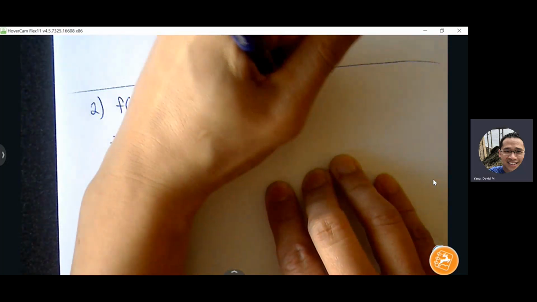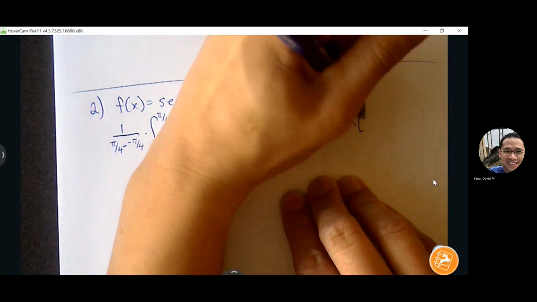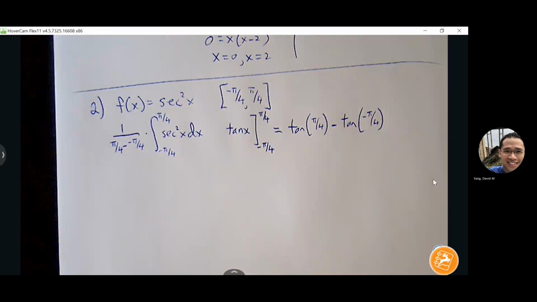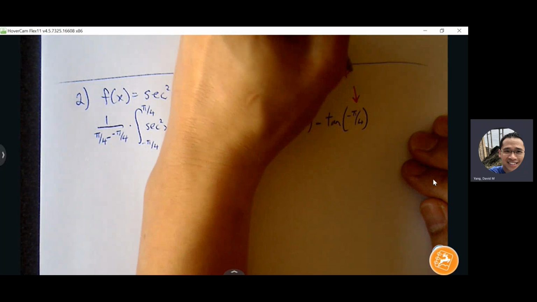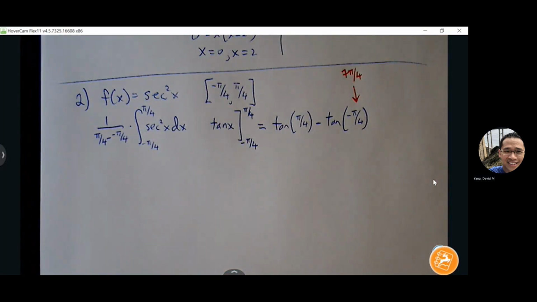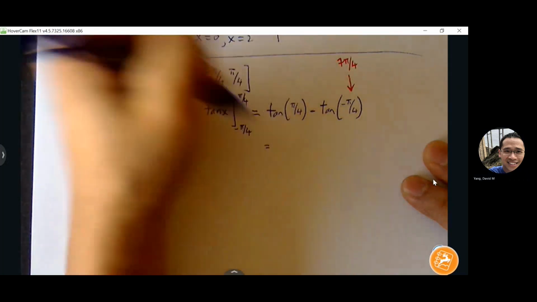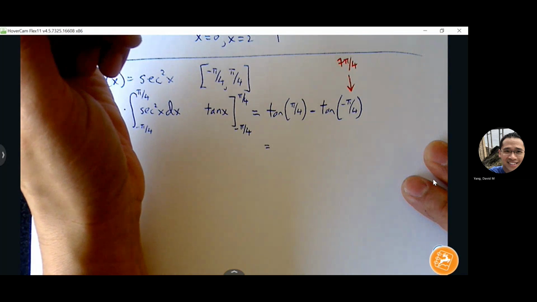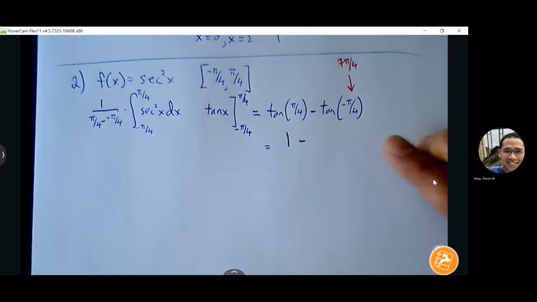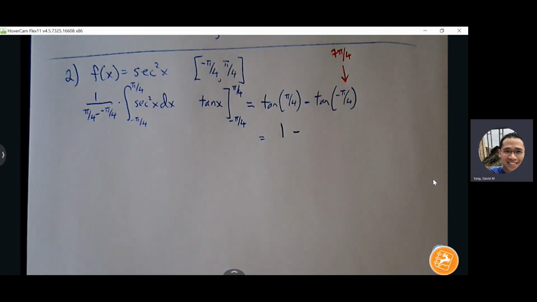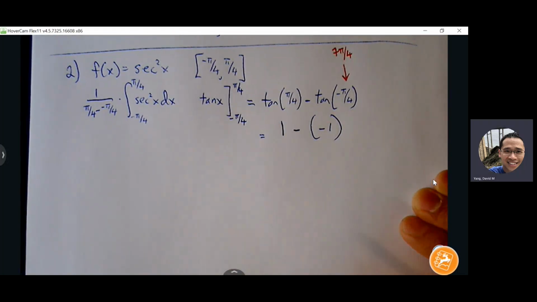So upper bound first, tangent of pi over 4. If you don't recognize negative pi over 4, you can always add 2 pi to it, and it's really the same thing as 7 pi over 4. So what do you guys remember? What's tangent of pi over 4? Tangent is negative in the fourth quadrant, so 1 minus negative 1, which is equal to 2.